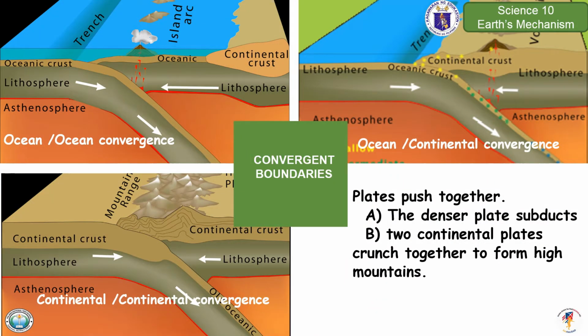The next type of boundary is known as convergent boundaries, and as we all know, there are three processes that could take place between convergent boundaries, specifically for the ocean-to-ocean convergence, continental-to-continental convergence, and for the ocean-to-continental convergence. It is important to note that what happens in convergent boundaries is that the denser plate subducts and two continental plates crunch together to form high mountains.